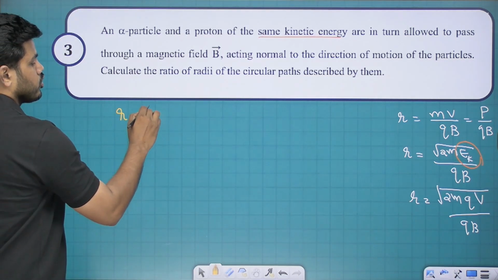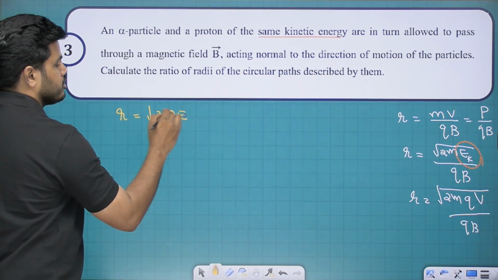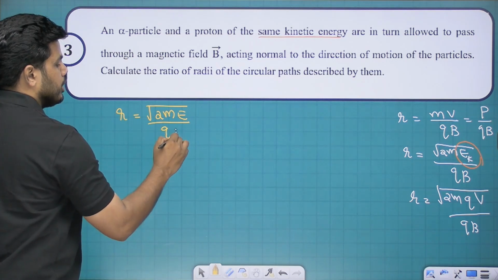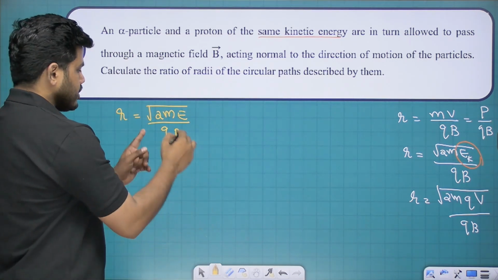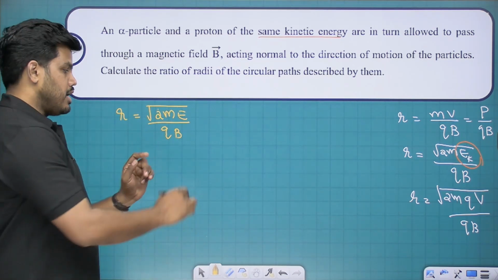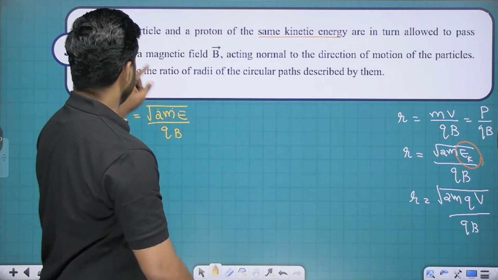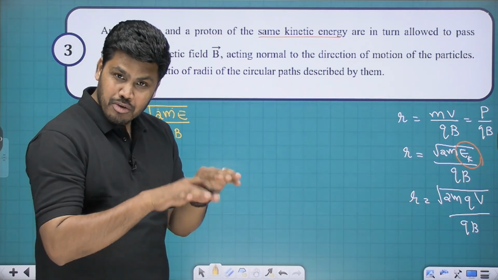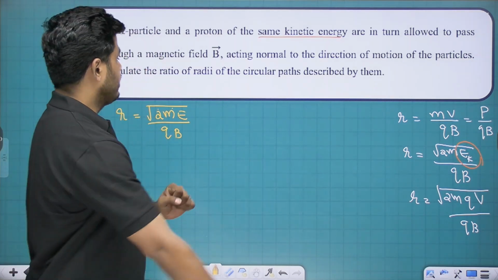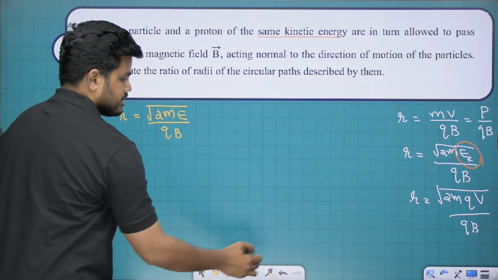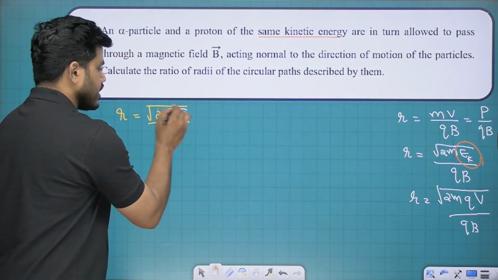R is equal to root of 2m kinetic energy divided by q into B. Look at this equation. 2 is a numerical constant. m is the mass of the charged particle. We have 2 particles entering, alpha particle and proton. They have different mass, so mass is not a constant. But the question says kinetic energy is the same for both.